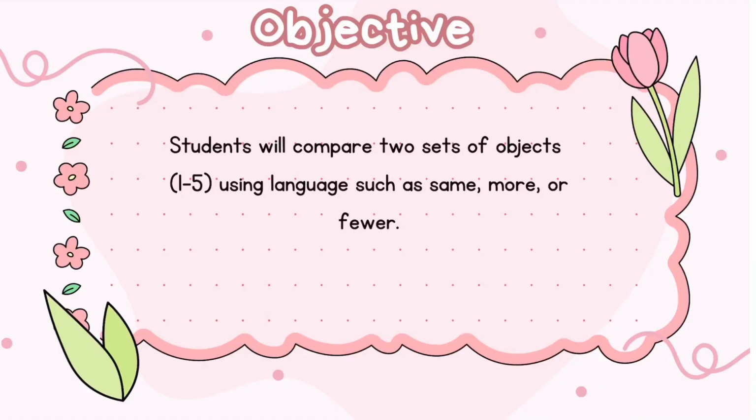First of all, our objective today is that students will compare two sets of objects using the numbers 1 through 5. And we're going to be using language such as same, more, or fewer. If you don't know what that means yet, then that's completely okay. We're going to be reviewing that today.